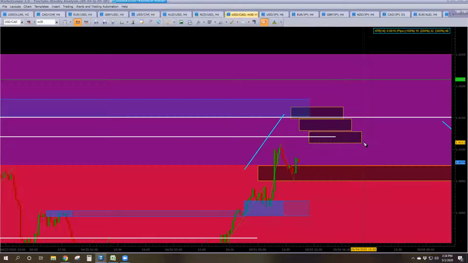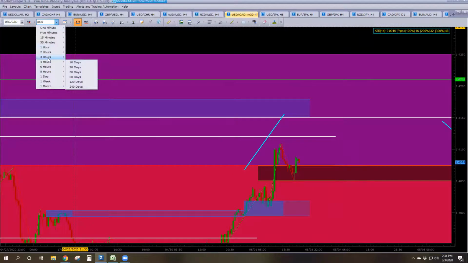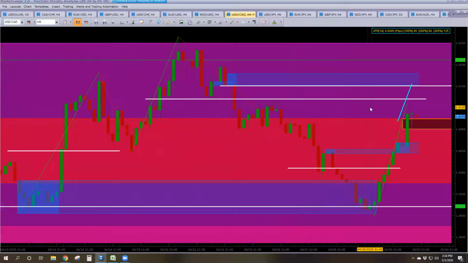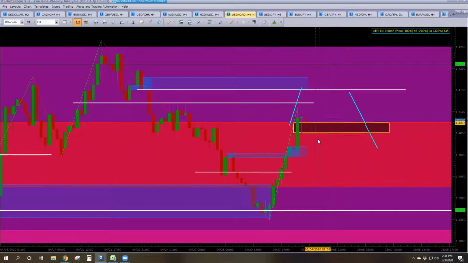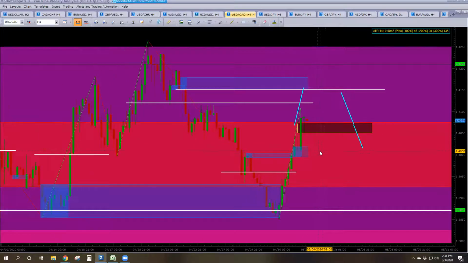But once again, this is not a set and forget because of the kind of movement we created with this pair. Let's go ahead and break it down. Let's take it back up to the 4-hour. So once again, if we actually break it back down, then that's going to be the level of interest right there.